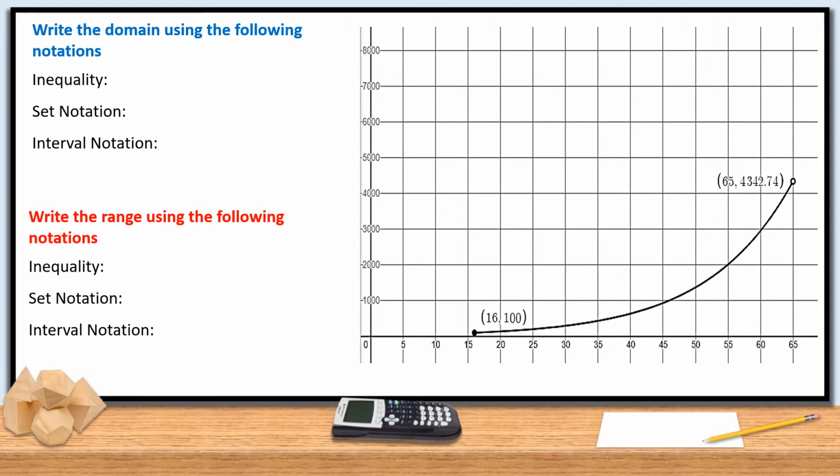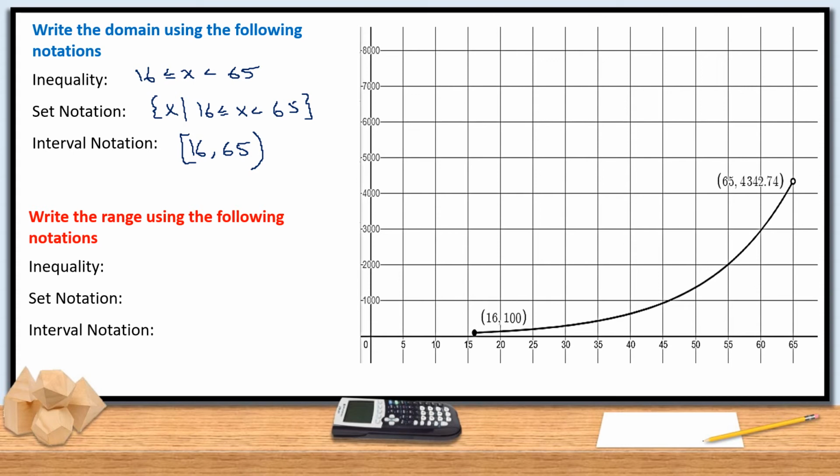All right, welcome back. So let's take a look now at the domain. The lowest x value is 16. It has a closed circle, so 16 is included. And 65 is the highest, but it has an open circle, so that is not included. So set notation: x such that 16 less than or equal to x less than 65, close it. And interval notation: 16, 65. 16 is included, 65 is not.